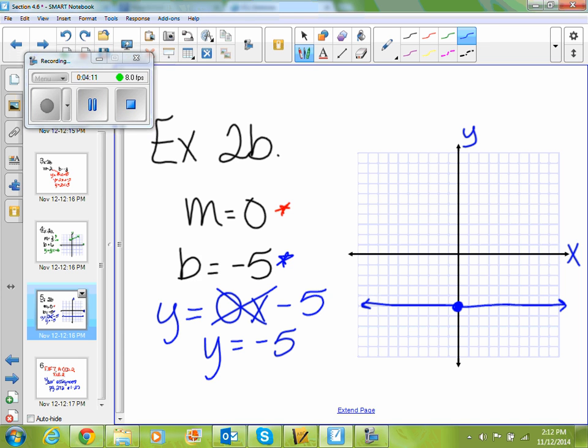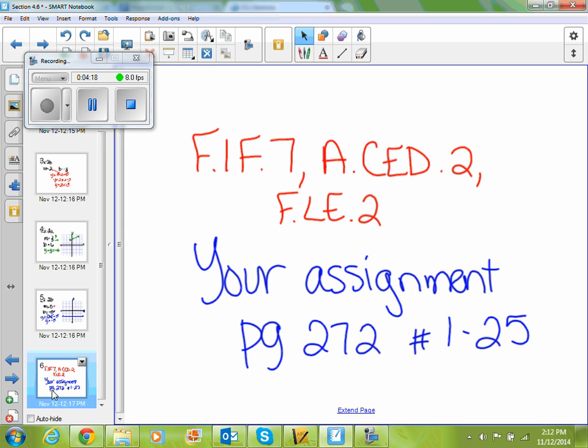Sometimes you're just going to be writing equations, sometimes you're going to be graphing equations. Just follow the directions in the book. We're going to do page 272, 1 through 25.